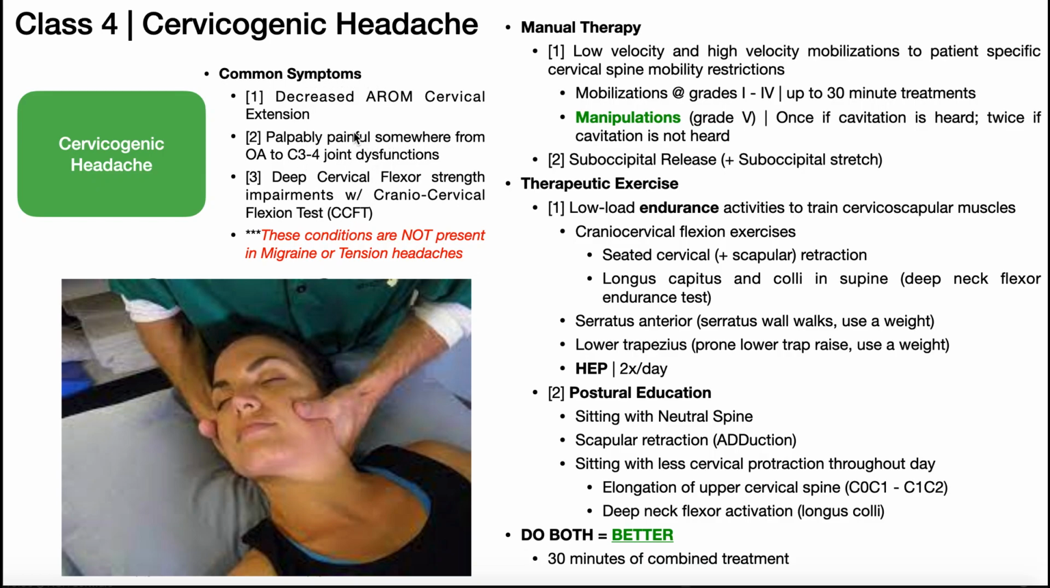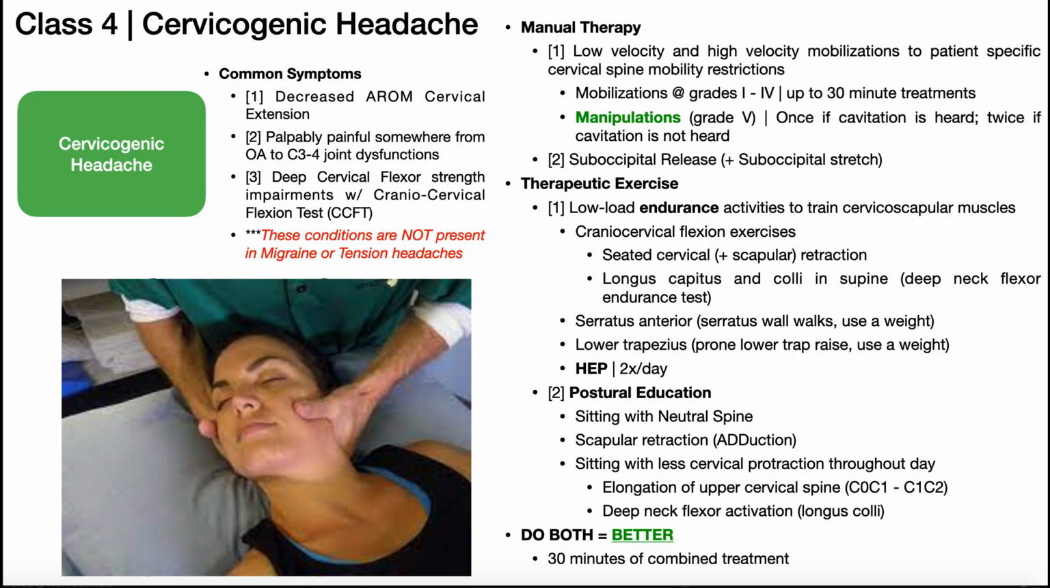People with a cervicogenic headache are going to have decreased active range of motion, particularly in cervical extension, so bending the neck backward to look up at the ceiling. But they may also have some active range of motion restrictions in rotation as well. The person may also have joint dysfunctions and be painful to palpation in the region between the atlanto-occipital joint and this joint between C3 and C4. Now, why does this not include the lower cervical spine? What if somebody had pain to palpation, or a joint dysfunction around C6?